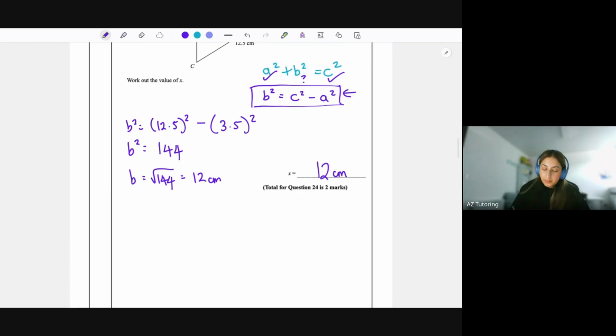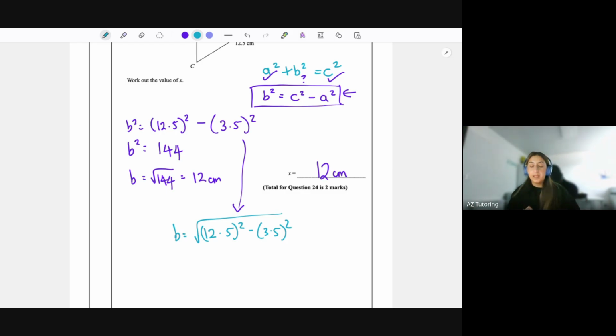What if you put square root over the equation? Do you mean if you wrote it like this, B equals square root of 12.5 squared minus 3.5 squared? Yeah, you can do it that way. I just prefer to do it in two steps, just so I know I'm not making a mistake. You can do it that way, but always double check that you're doing the brackets first, because remember, BIDMAS always comes in. Higher and foundation need to know SOH CAH TOA and Pythagoras.